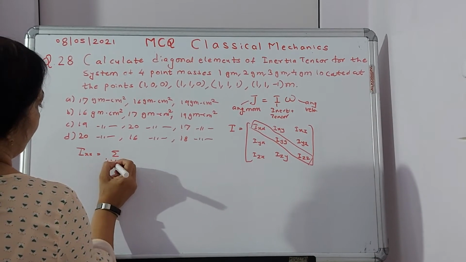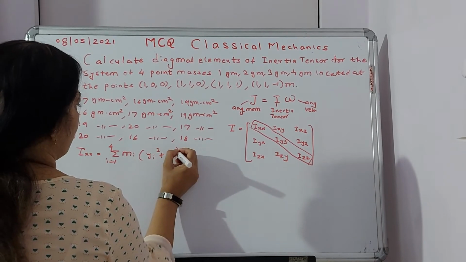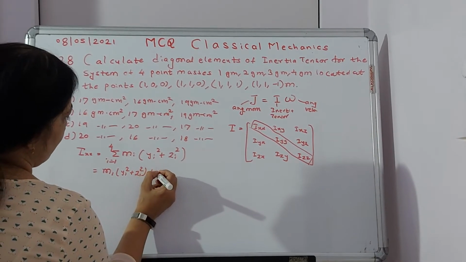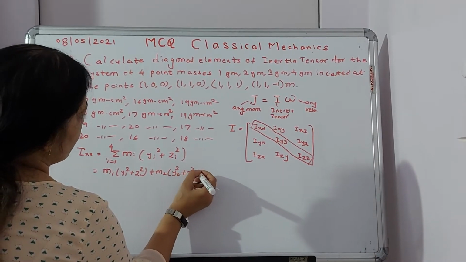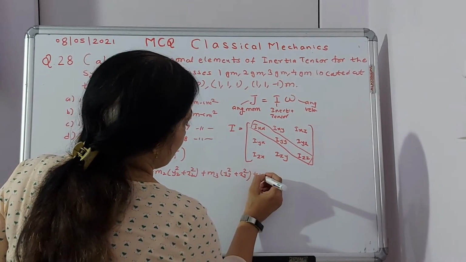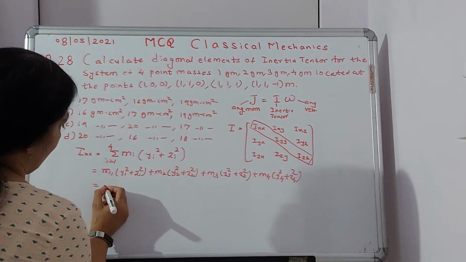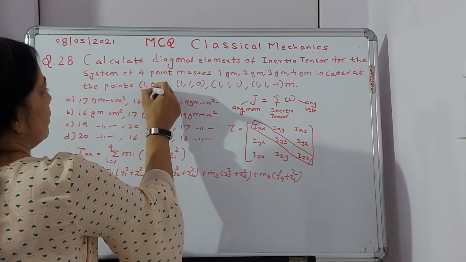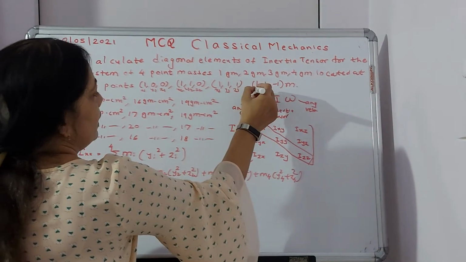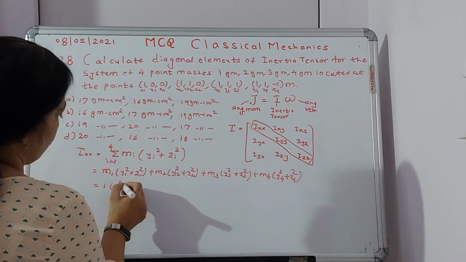Ixx is summation i from 1 to 4 because there are 4 particles. Mi inside the bracket yi square plus zi square. Which means the formula will be m1 y1 square plus z1 square plus m2 y2 square plus z2 square plus m3 y3 square plus z3 square plus m4 y4 square plus z4 square. How much is m1? m1 is 1. What is y1? So this is my x1 y1 z1, x2 y2 z2, x3 y3 z3, and x4 y4 z4. So I want y1 z1 is 0, so 0 square plus 0 square.